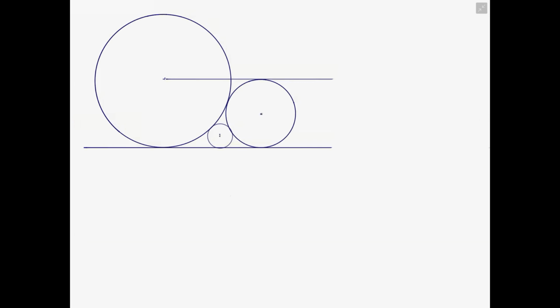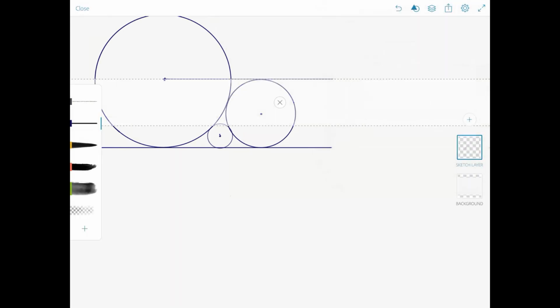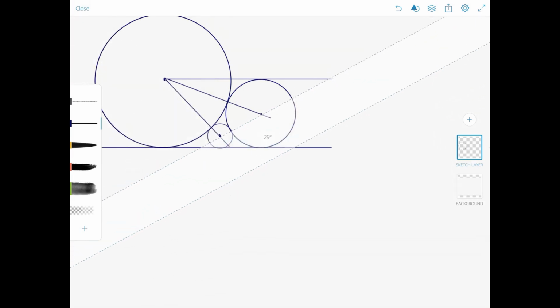Now, here in this problem, you have three circles. You have a large circle and a smaller circle whose radius is half that of the larger circle. And the question is, what is the radius of the smallest circle that's inscribed between the tangent points of the circle and the tangent line that underlies all three circles?